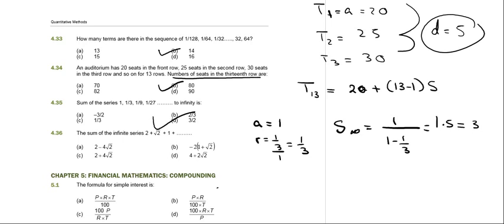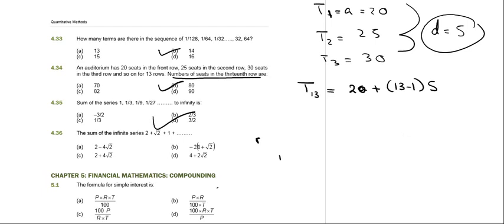Last question of chapter 4 says the sum of the infinite series, and we are given the first term as 2. Our r will be the second term divided by the first term, which will be root 2 divided by 2, and the sum to infinity will be a divided by 1 minus r. Solving the entire equation on a calculator, we get the sum as 6.828 in decimals.